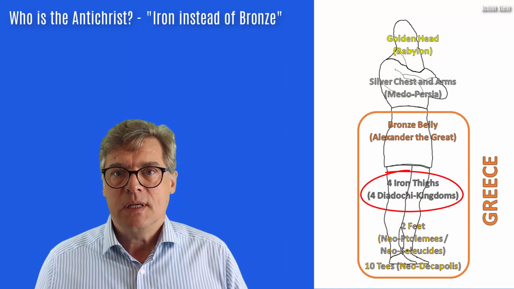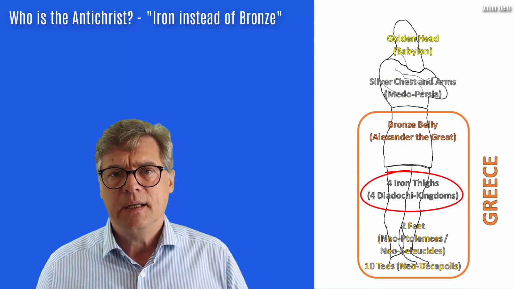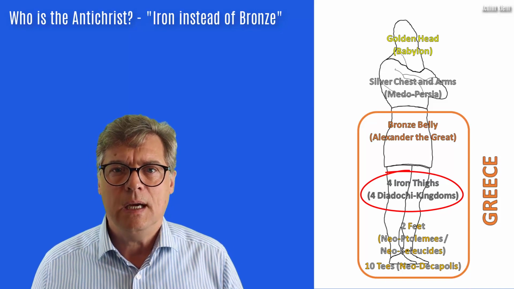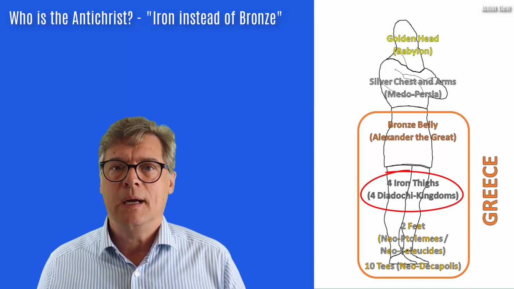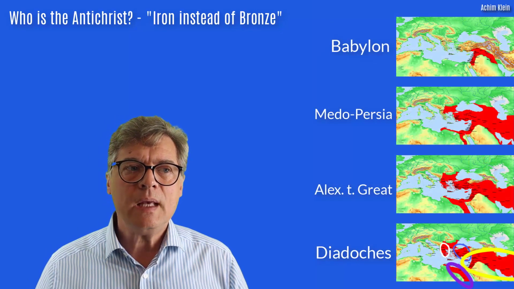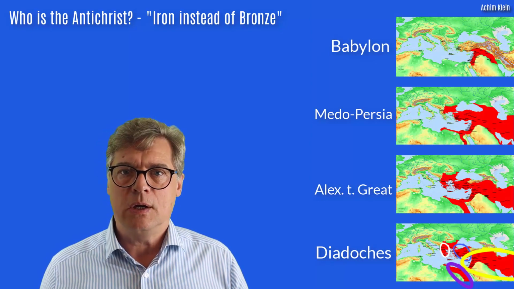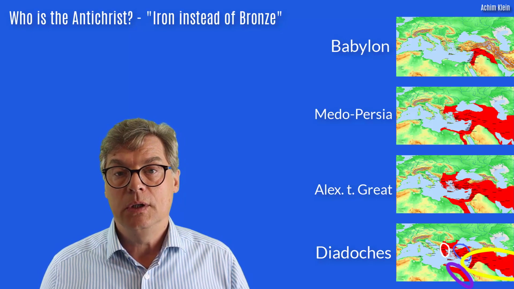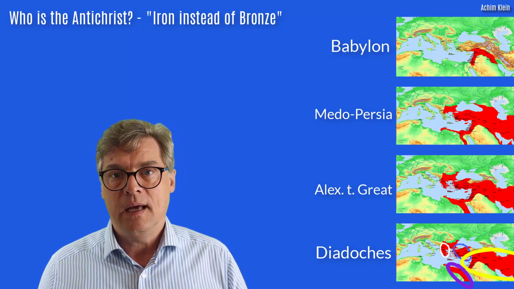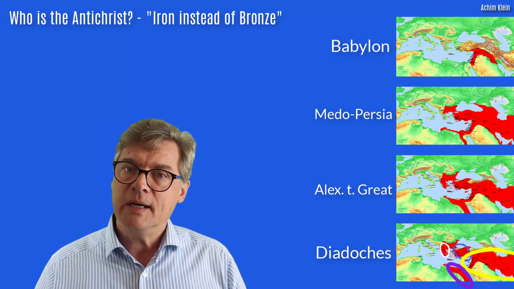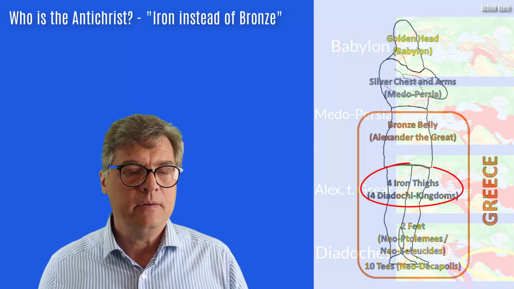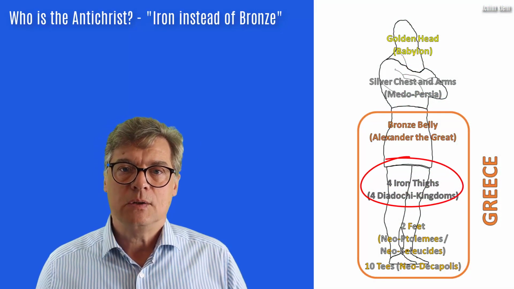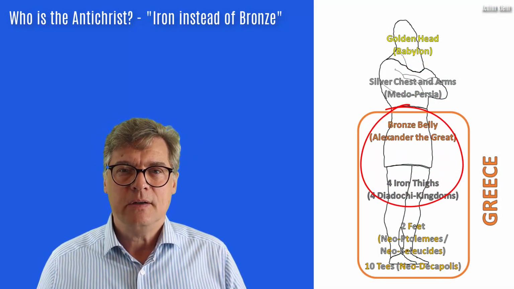Alexander himself had no children. He was married to a Persian princess who was pregnant by him. But when he died, the 4 Diadochi divided the empire of Alexander the Great among themselves and killed the princess and her child, so that they became successors of Alexander the Great. So they were not descendants of him, but strangers. And that's why the metal changes.